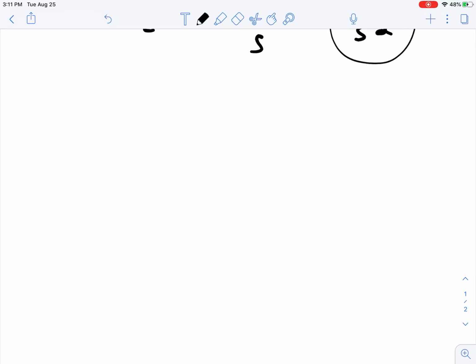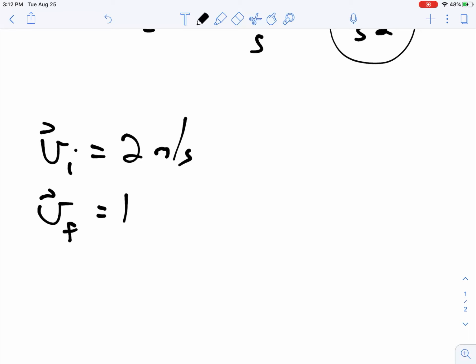Let's just take an example where my initial velocity will just be 2 meters per second, and let's make my final velocity equal to 10 meters per second. Both of those are velocities in the positive direction, and in this case I'm starting at 2 and going up to 10, so I'm speeding up.